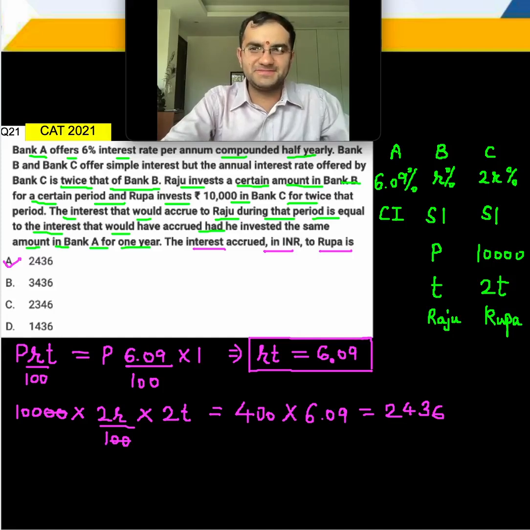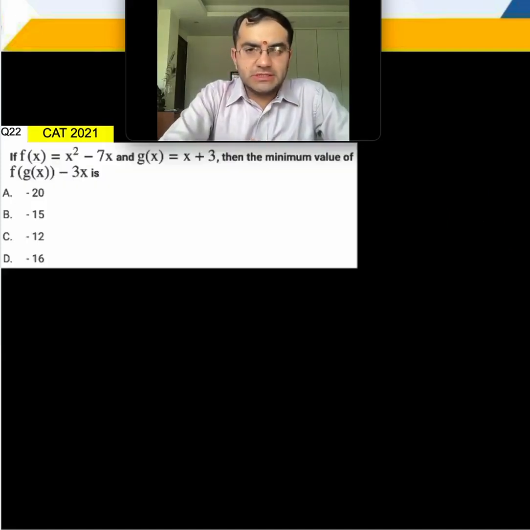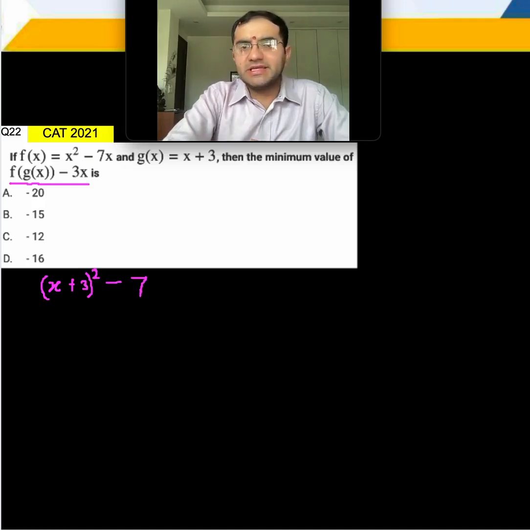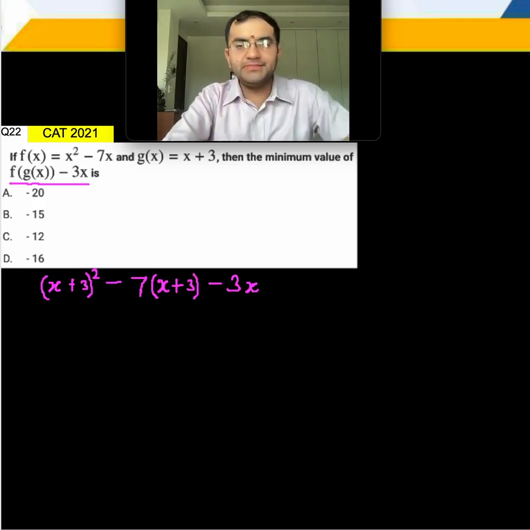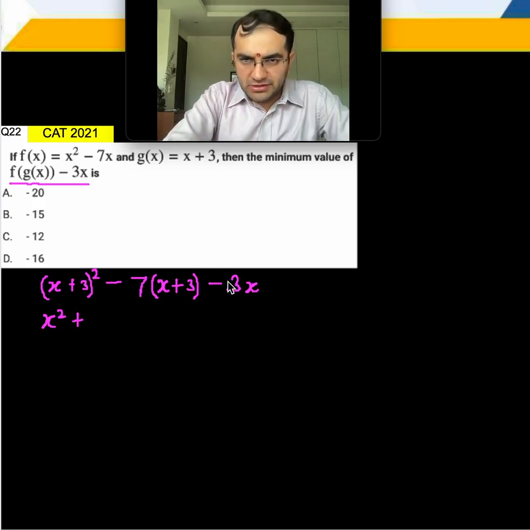Yeah. There's a mix of composite functions and quadratic equations. You are given f of x and g of x. मिनिमम निकालना है f of g of x minus 3x का. So f of x का जो argument x है उसमें आप g of x रख दीजिए, right? Instead of x, put x plus 3 in the f of x function. So you get x plus 3 whole square minus 7 into x plus 3. Expand करिए. And then you have your minus 3x, of course, from here. Expand, you get your quadratic.